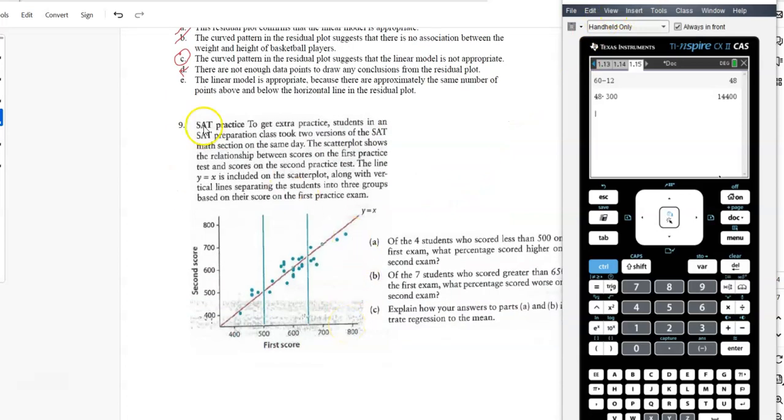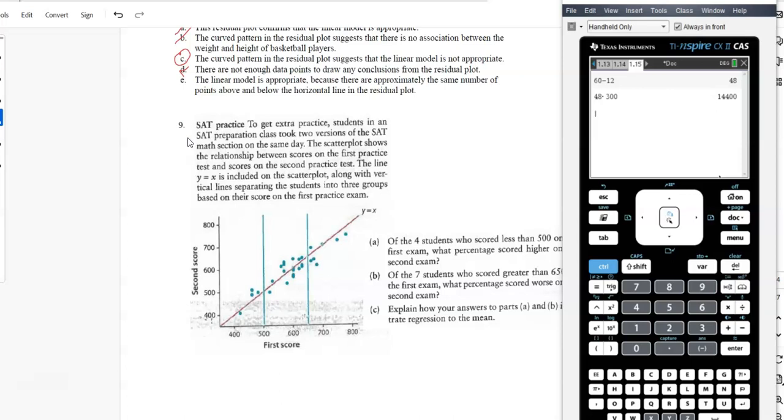Okay, SAT practice, to get some extra practice, I love that. Students in an SAT prep class took 2 versions of the SAT math section on the same day. The scatter plot shows the relationship between the scores on the first practice test and on the second practice test. The line y equals x is that red line there. It's included along with the vertical line separating.